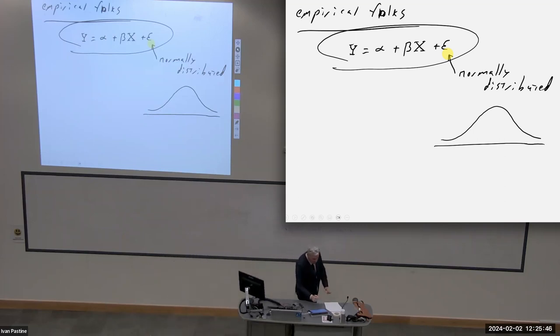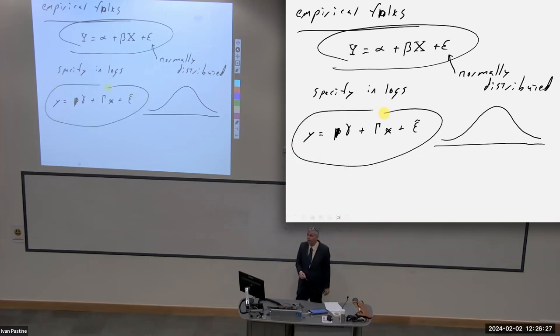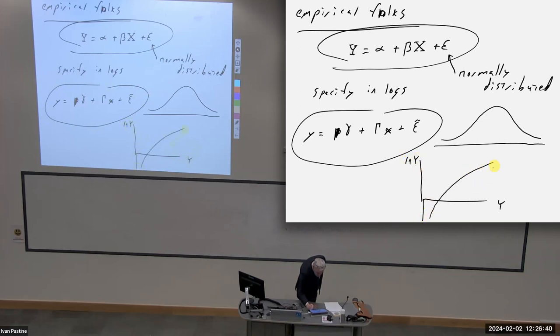So if we take the logs, we've got little y equal to gamma plus big gamma times little x plus epsilon tilde. We specify these in logs, as we just made up the first equation, so we can make up a different equation in logs. And even if y is always positive, we get ln y, and our log can be infinitely negative even when y itself is positive.